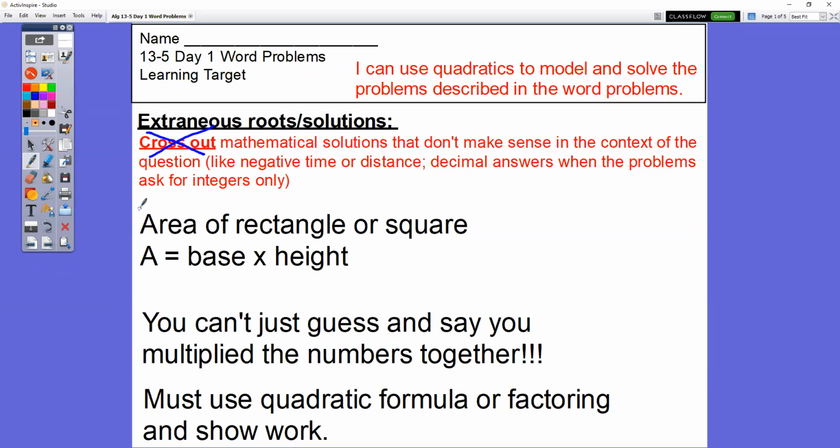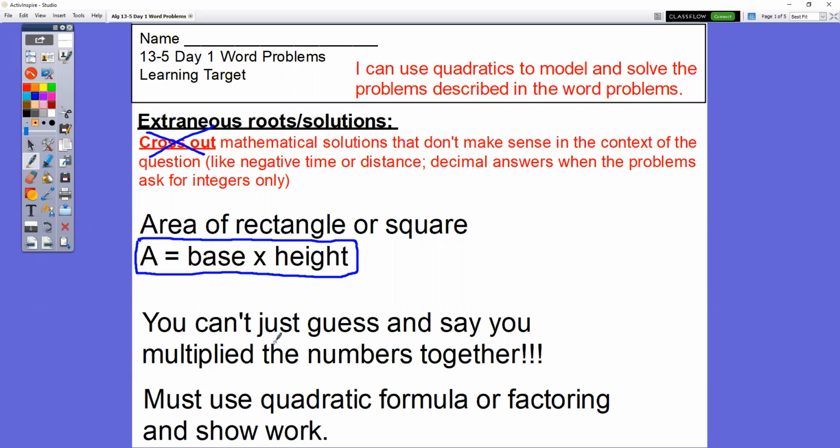Like I said, today what we're dealing with are areas of rectangles or squares. You know from probably about 5th grade that the formula for the area of a rectangle or the area of a square is area equals base times height. Sometimes they use length and width instead, but most of the time for area of a rectangle or square, they use base and height.